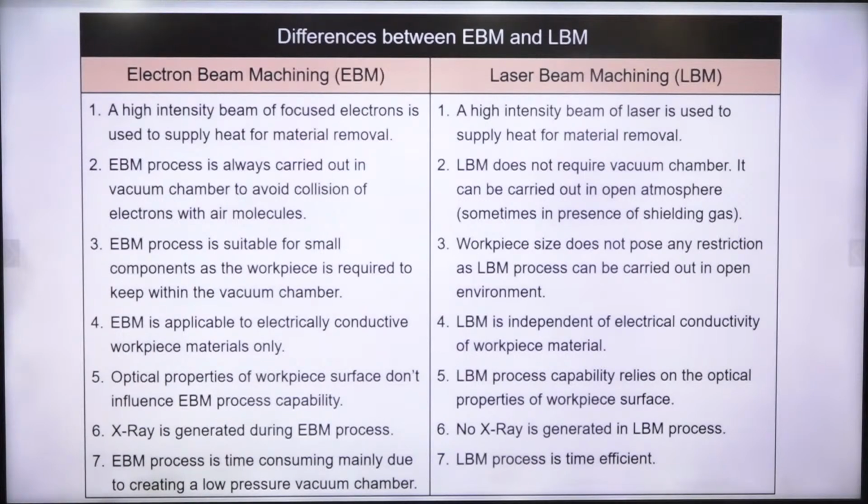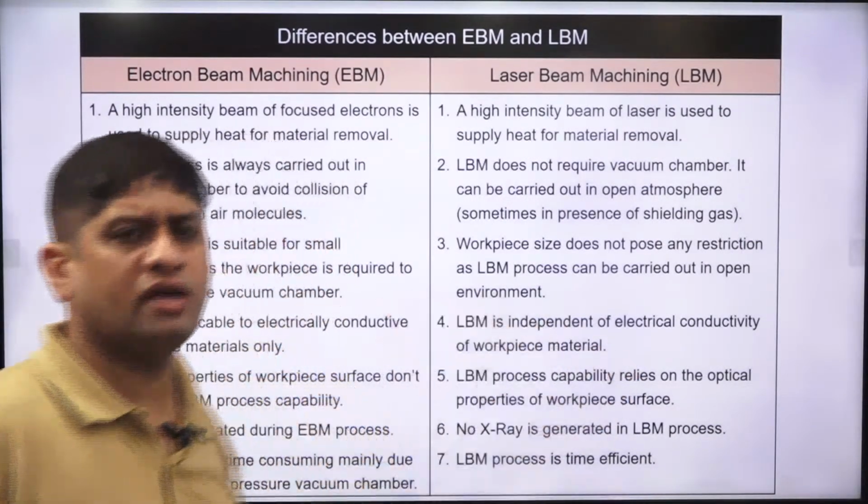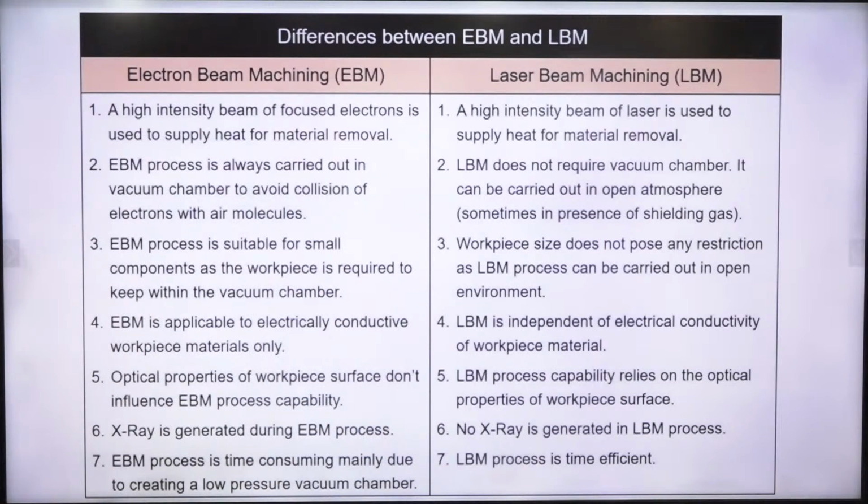Electron beam machining is always in vacuum. Laser beam does not require vacuum. In electron beam machining, only an electrically conductive workpiece can be used. In laser beam machining, the workpiece can be conductive or non-conductive, anything. No X-ray is produced in laser beam machining. X-ray is generated in electron beam machining.